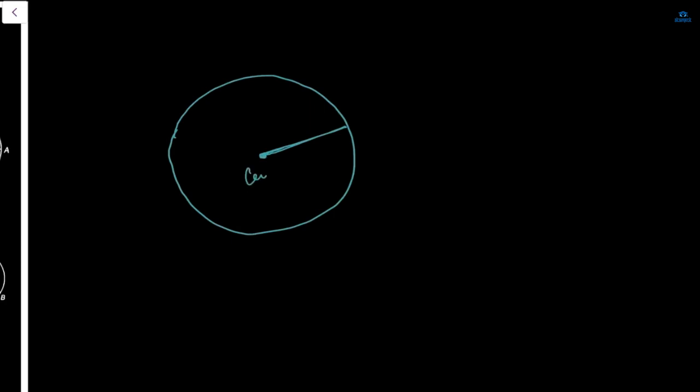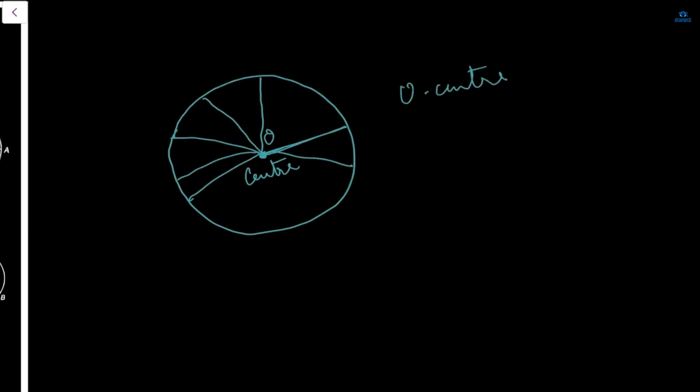So a circle is a collection of points in a plane in which the distance of all the points is constant from a fixed point called the center. This is the fixed point which we call the center, and from this center the distance of all the points is the same. This same distance is called the radius. Here you can mark it as O, so O is the center, and this R is the radius, which is the same distance.